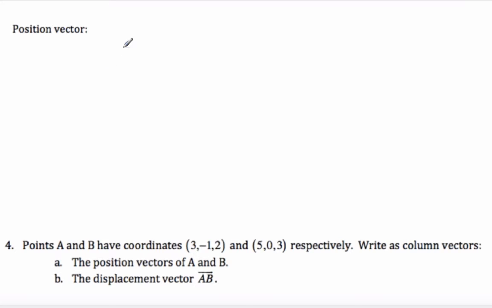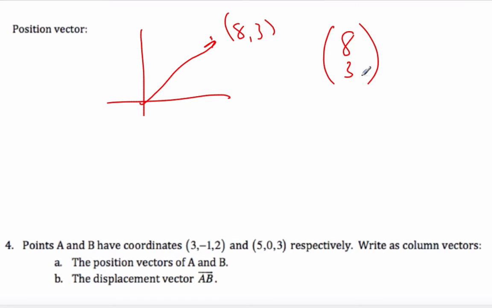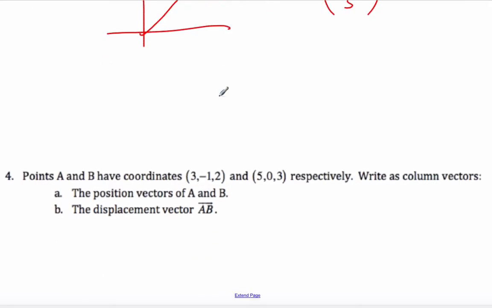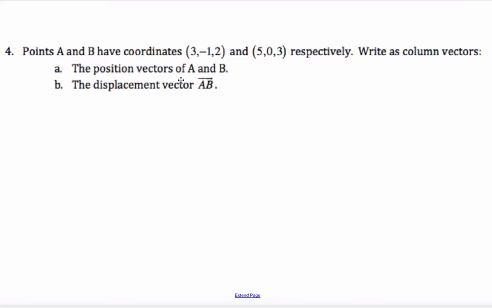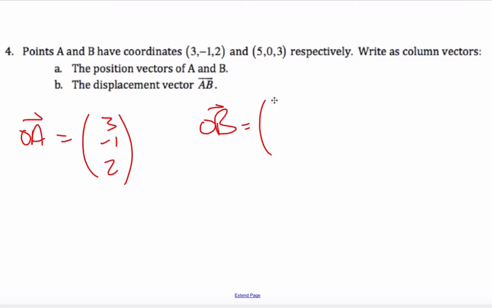Position vectors, we already talked about the idea that if I have a point here, which is, let's say, 8, 3, then my position vector is 8, 3 for that point. So knowing that, let's try this example here. Position vectors of A and B: position vector A, we usually call OA because O refers to the origin, is going to be 3, minus 1, 2. And OB will be 5, 0, 3.